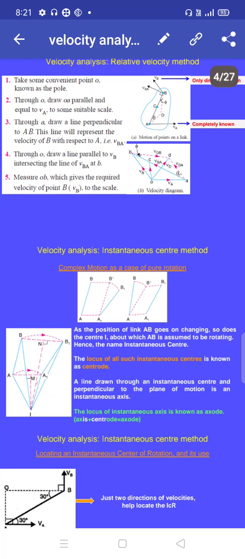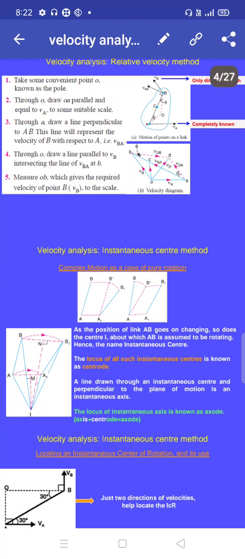Now the instantaneous center method. Complex motion is a case of pure rotation. As the position of link AB goes on changing, so does the center I about which AB is assumed to be rotating. Hence the name instantaneous center. The locus of all such instantaneous centers is known as the centrode. A line drawn through an instantaneous center and perpendicular to the plane of motion is an instantaneous axis. The locus of the instantaneous axis is known as the axode. Axis plus center is equal to axode.